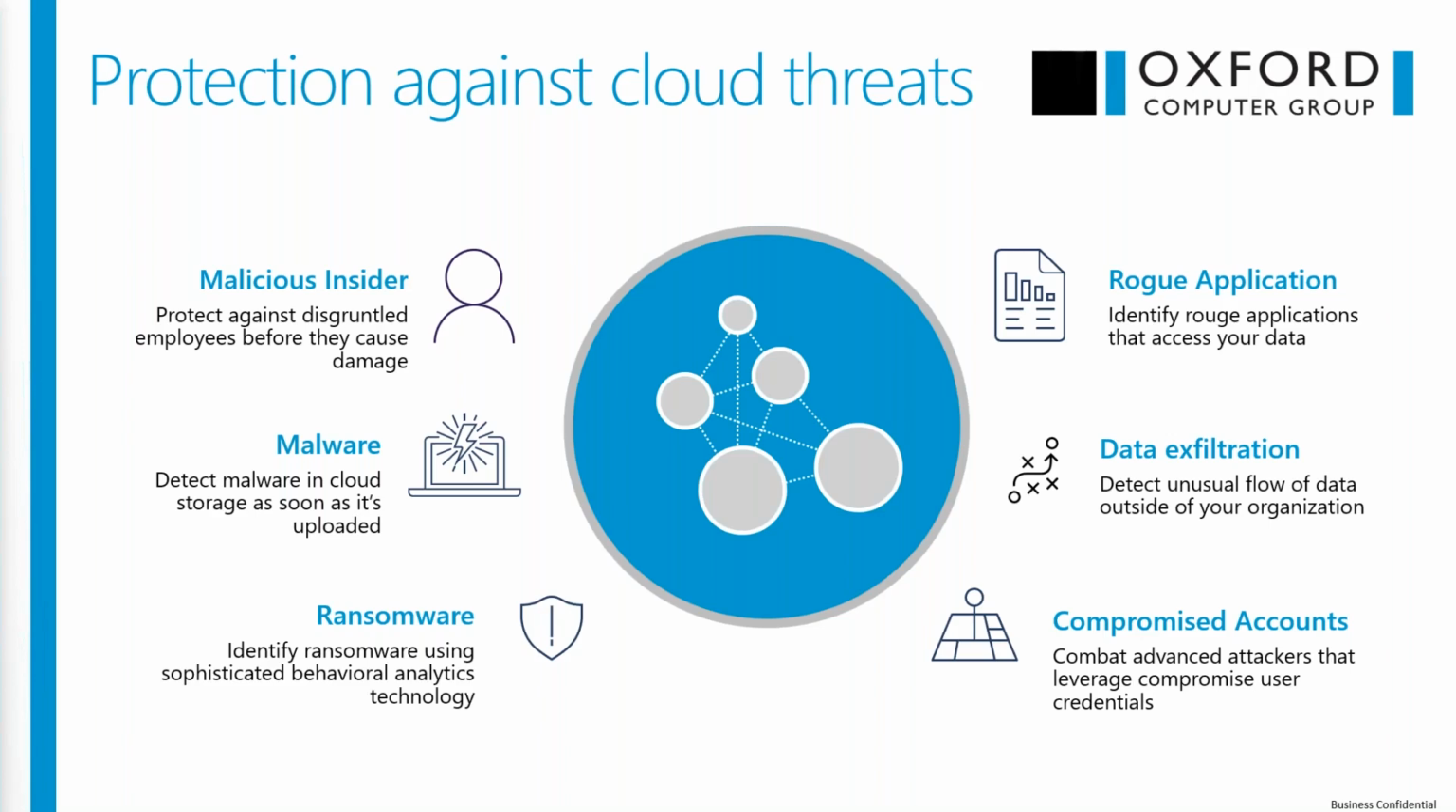There's, of course, malware, constantly protecting against malware. So Cloud App Security is able to detect that malware in the cloud and those cloud storage locations as soon as it's uploaded. Ransomware detection is part of its technology, identifying that ransomware using advanced behavioral analytics, being able to identify rogue applications. And I mentioned that data exfiltration issue, and also where accounts may have been compromised because of the signals that Cloud App Security is getting from other sources, such as the Microsoft Graph and the Microsoft Intelligent Security Graph.